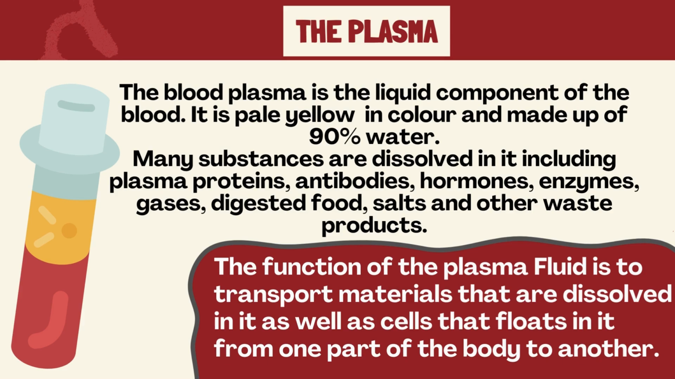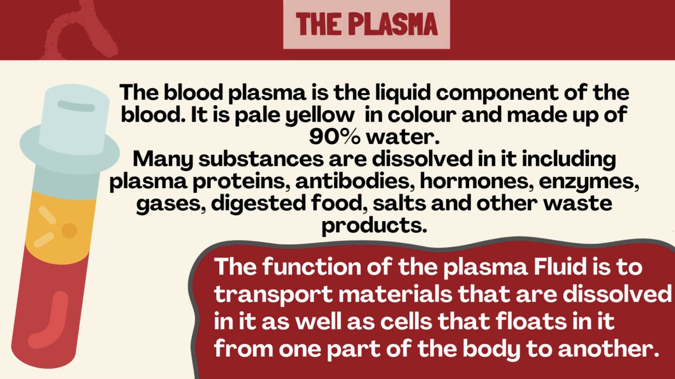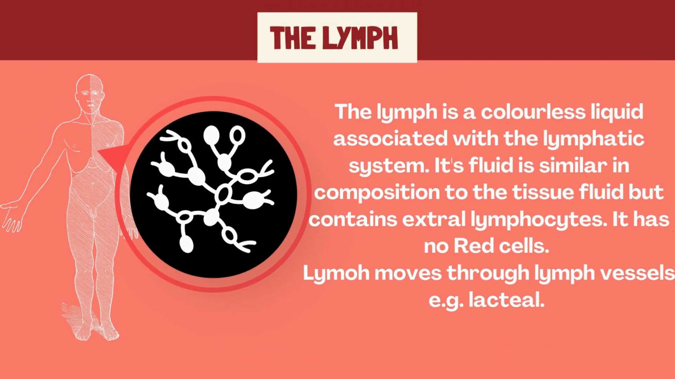The function of the blood plasma. The blood plasma helps to transport materials which are dissolved in it around the body, as well as cells that float in it. Now let's look at the lymph.